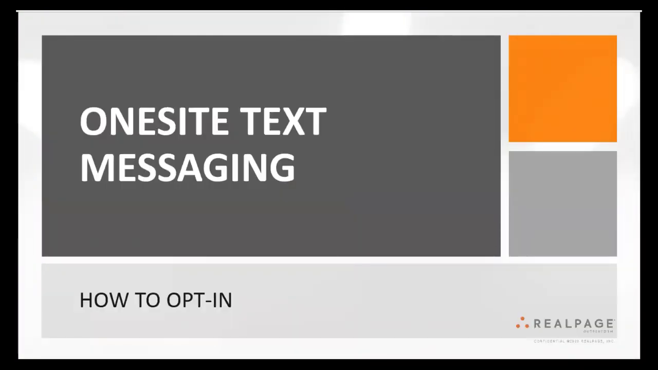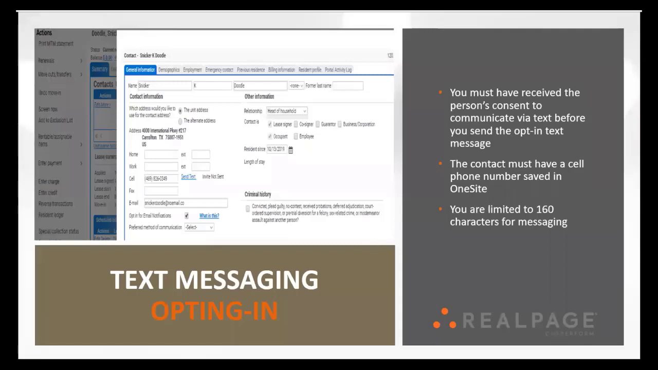How to opt in. You must have received the person's consent to communicate via text before you send the opt-in text message. The contact must have a cell phone number saved in OneSite. You are limited to 160 characters for messaging.